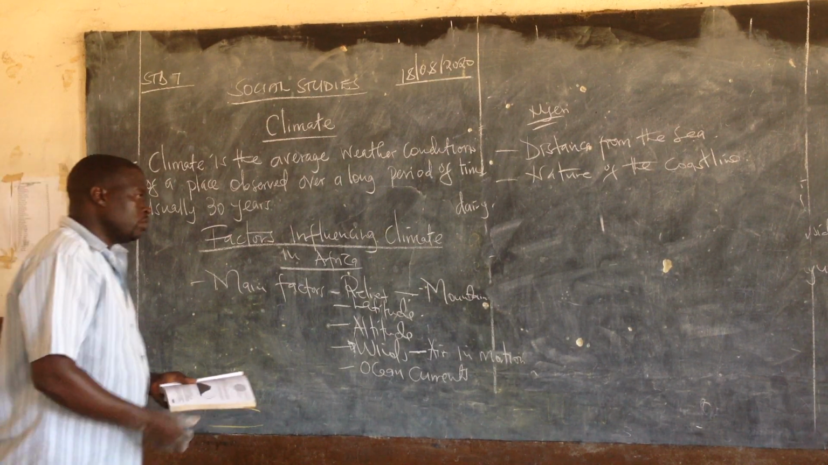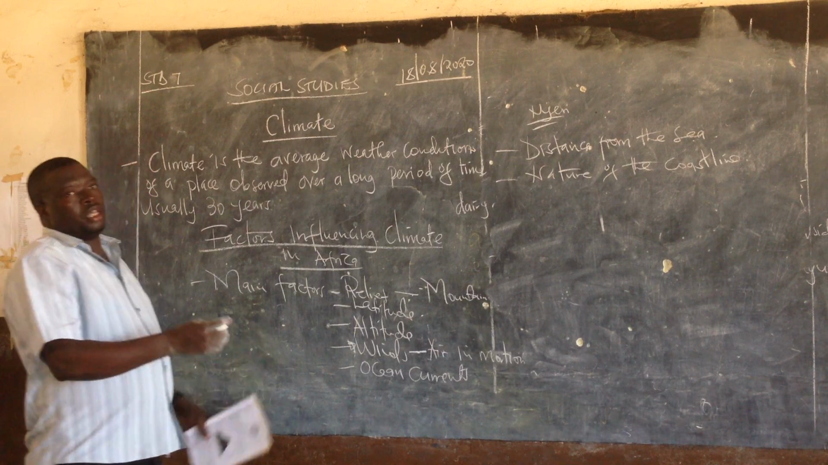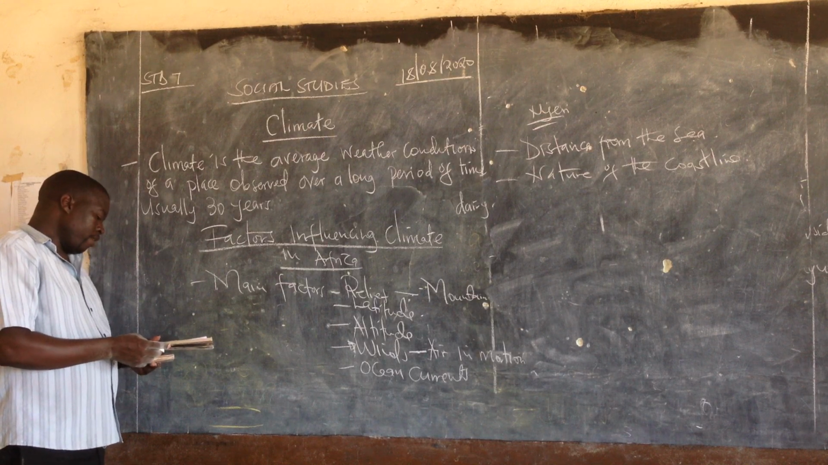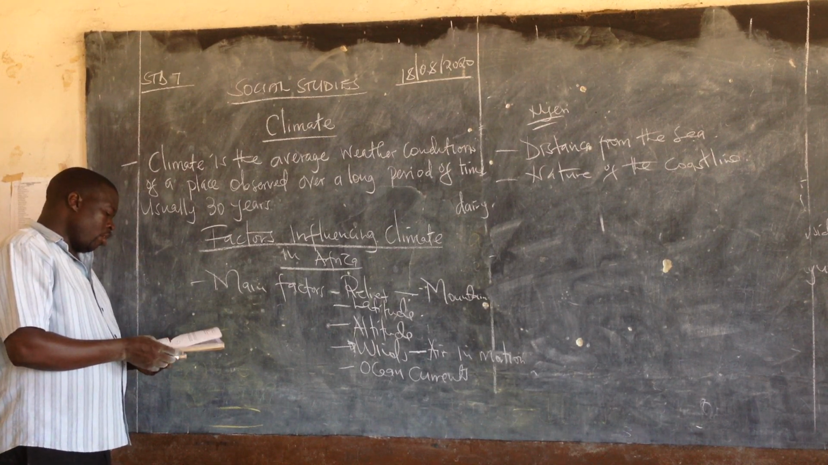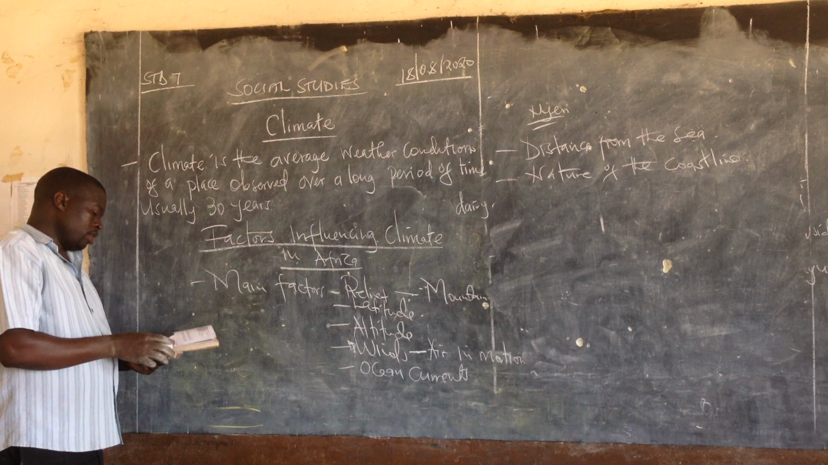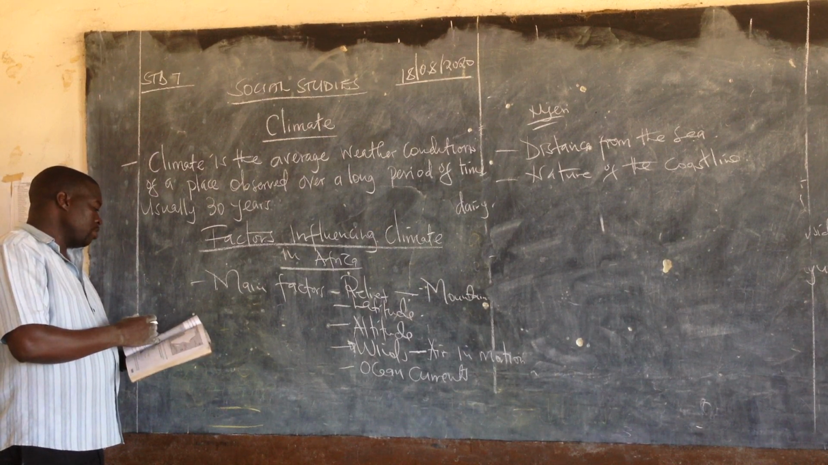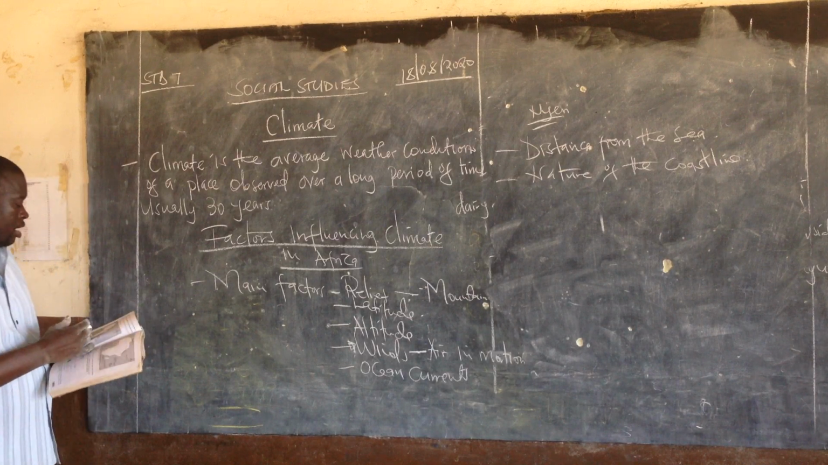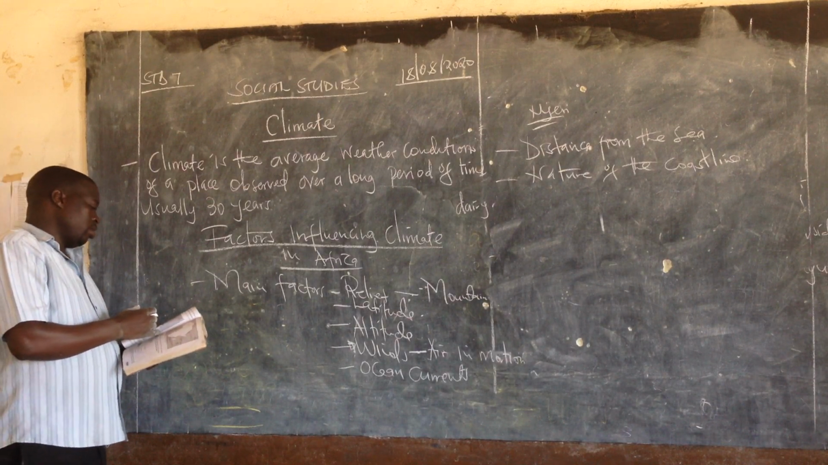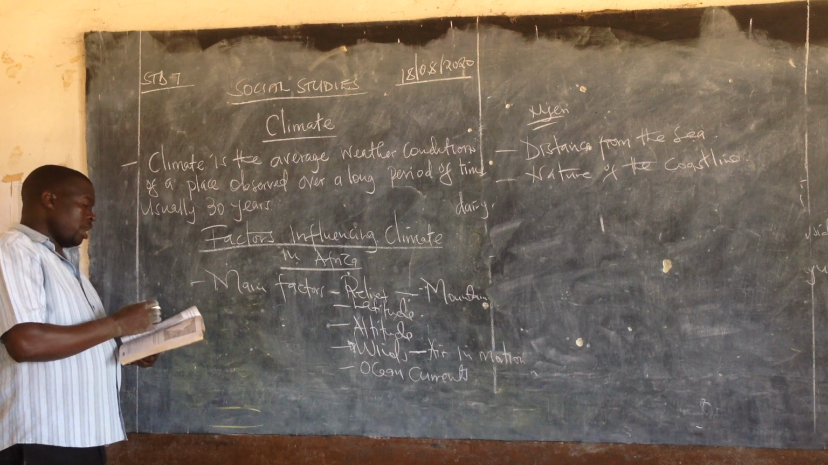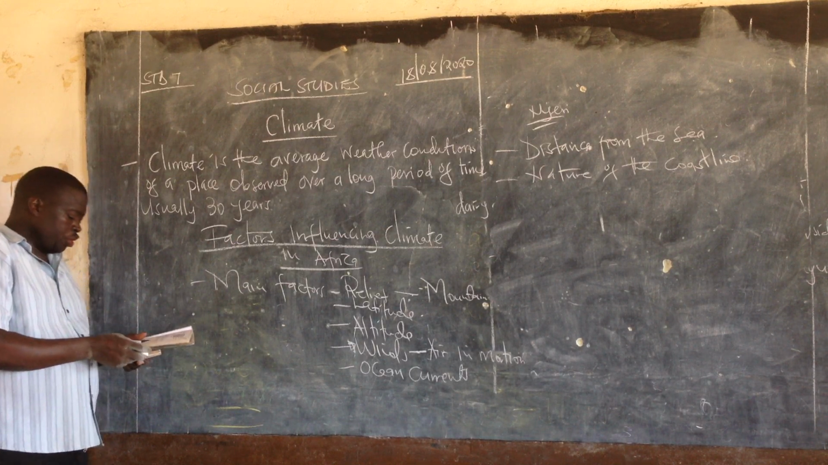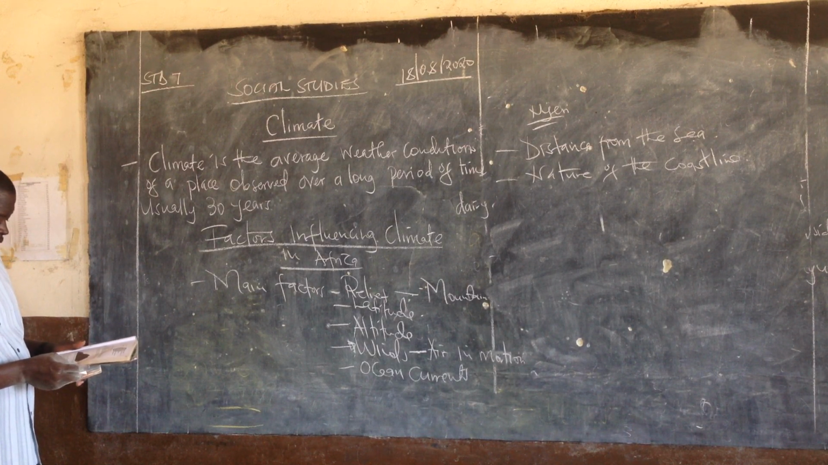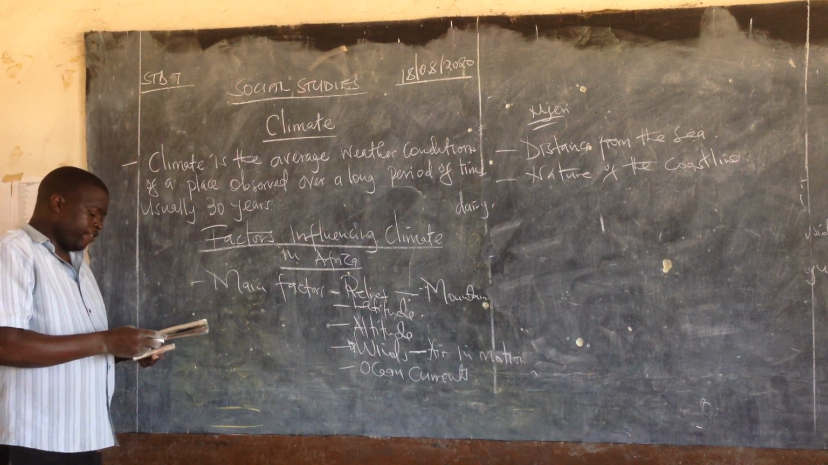So we have the onshore, those winds that blow from the sea towards the land. Then we have the offshore, those are the vice versa winds. We have the two types, the onshore and offshore winds. The onshore winds bring rainfall to the mainland.